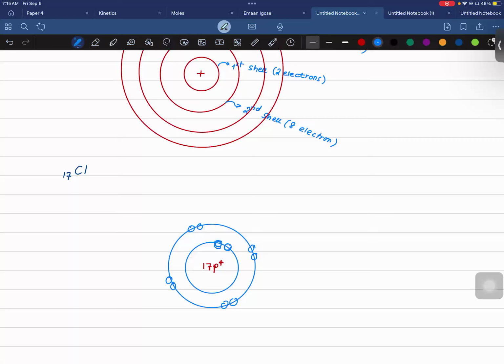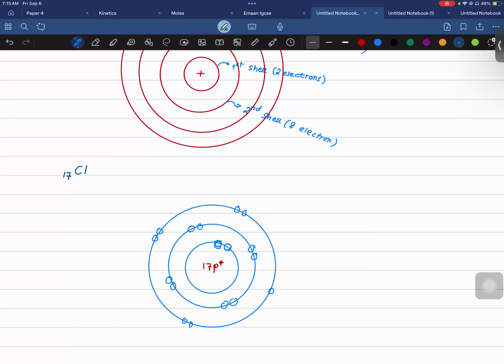Then how many electrons have I used out of 17? And how many electrons are remaining? 7, exactly. I would be starting the third shell, whose maximum capacity is 8 electrons. But how many electrons do I have? You will say, sir, 7. So I would be putting 7 electrons just like that. Are you getting my point? Yes. Exactly. So this is the electronic configuration of chlorine.